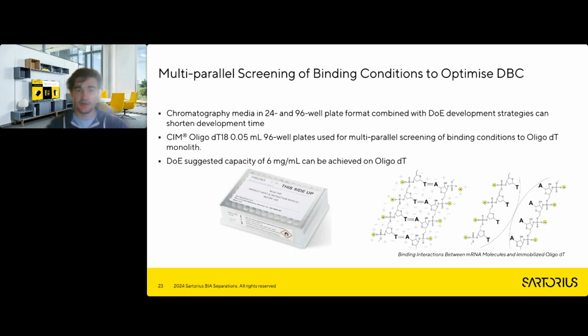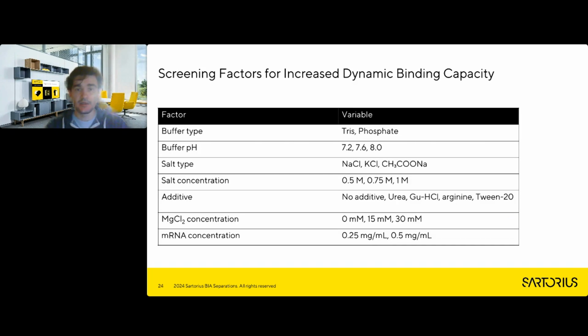And with this design of experiments, the suggested capacity was 6 milligrams per milliliter. These are the different factors that we screened. We screened different buffers, so tris-phosphate, different pHs, 7.2 to 8, different salt concentrations, and different additives: without additive, urea, guanidinium hydrochloride, arginine, Tween 20, different magnesium chloride concentrations, and different mRNA concentrations.